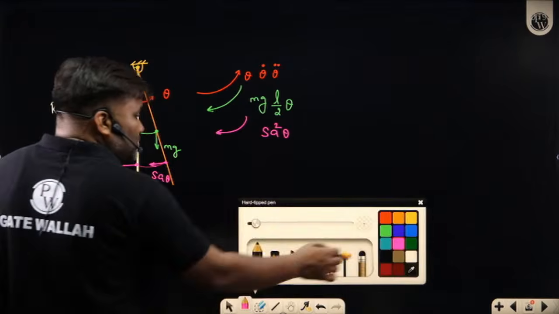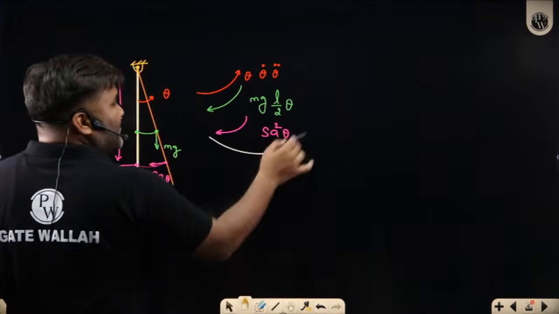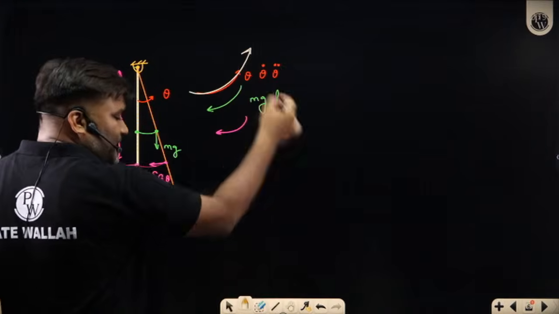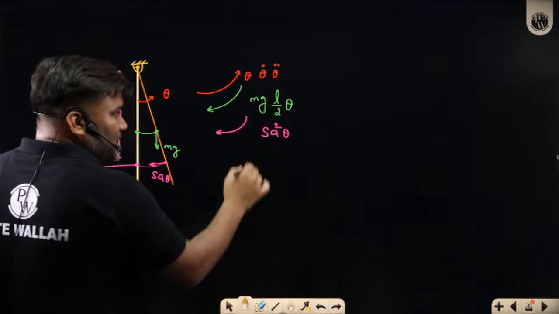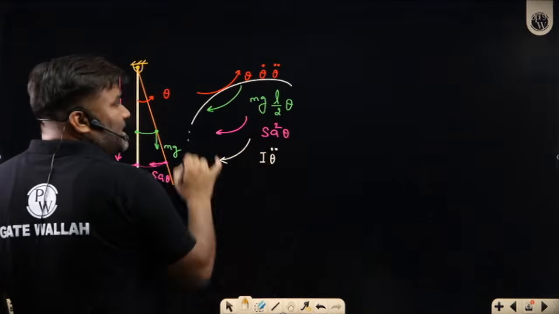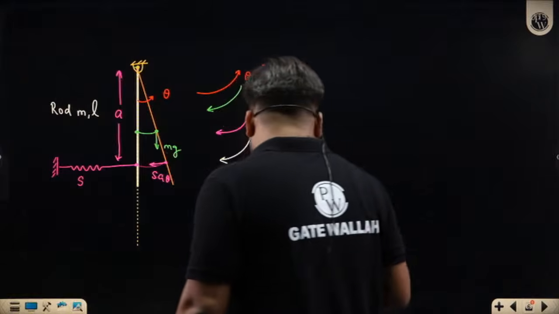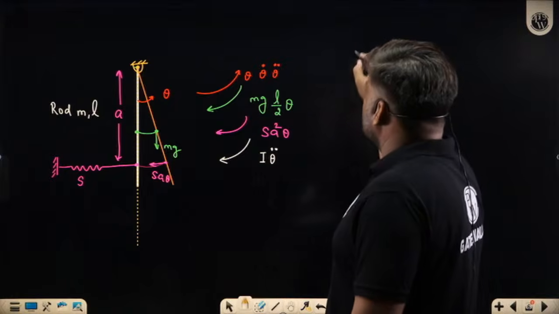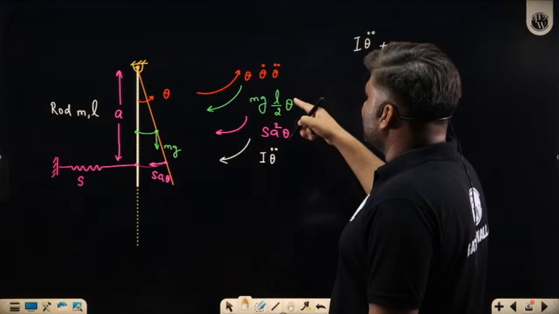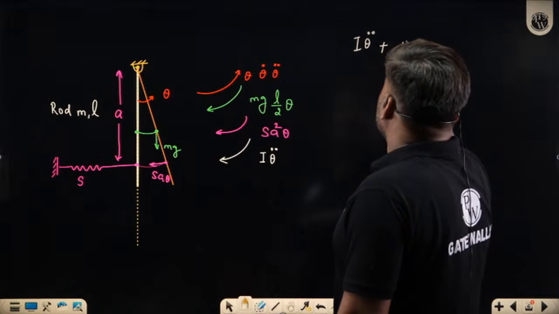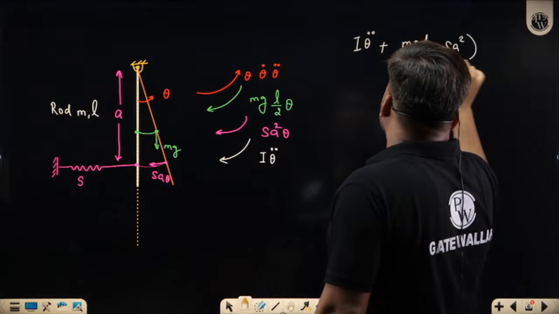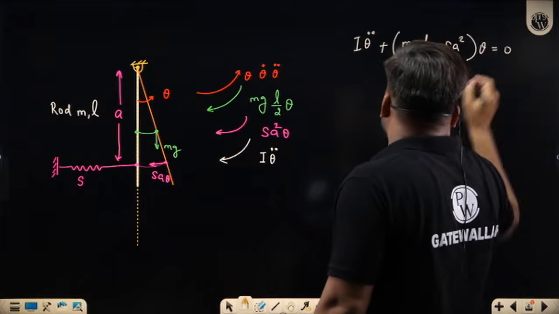Now what can I do? I have written all the torques which are acting here. Now, opposite to the acceleration, I will apply the inertia torque, I theta double dot, and the entire summation of all torques becomes 0. This is the D'Alembert principle. So can I write I theta double dot plus, taking theta common, mgL by 2 plus S A square times theta is equal to 0.